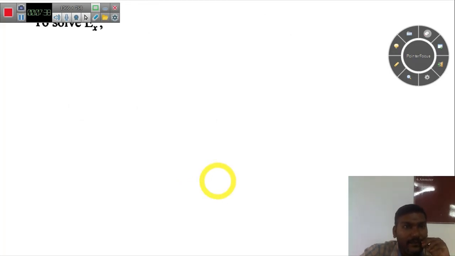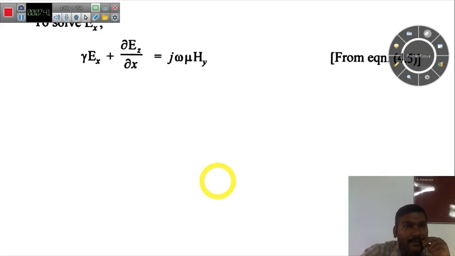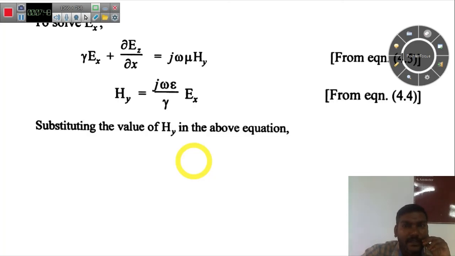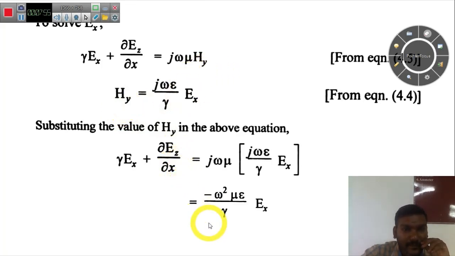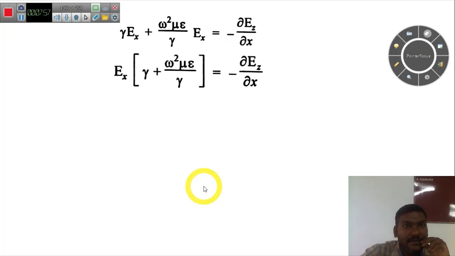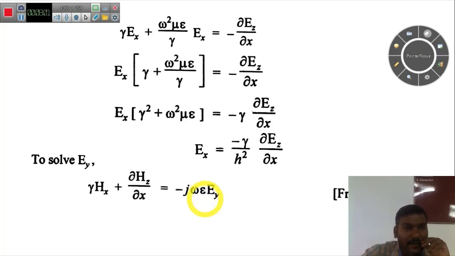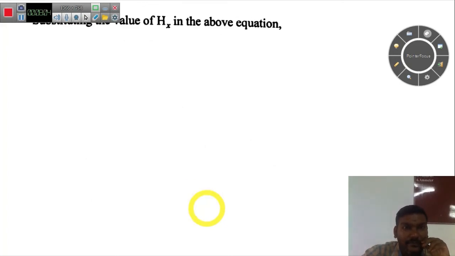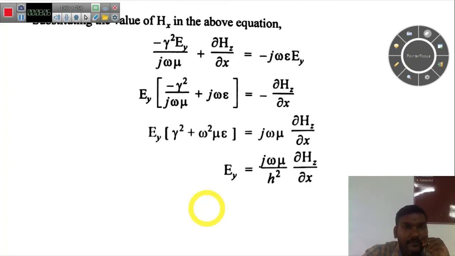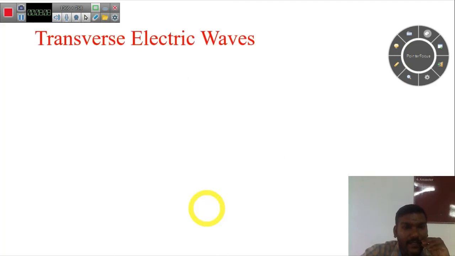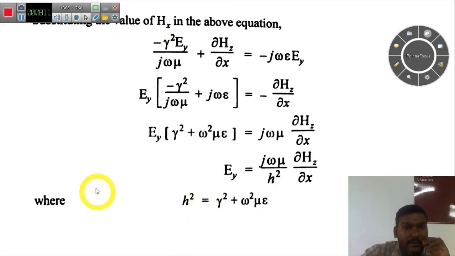And the third one, to solve for Ex, gamma into Ex plus dou Ez by dou x is equal to j omega mu Hy. From the fifth equation we will take this equation, and from the fourth equation we will consider this equation, and you can substitute the value of Hy in this equation here. Do the simplification, this is the equation, and we will get Ey also. A simple derivation, we will get it. So this is the final value.